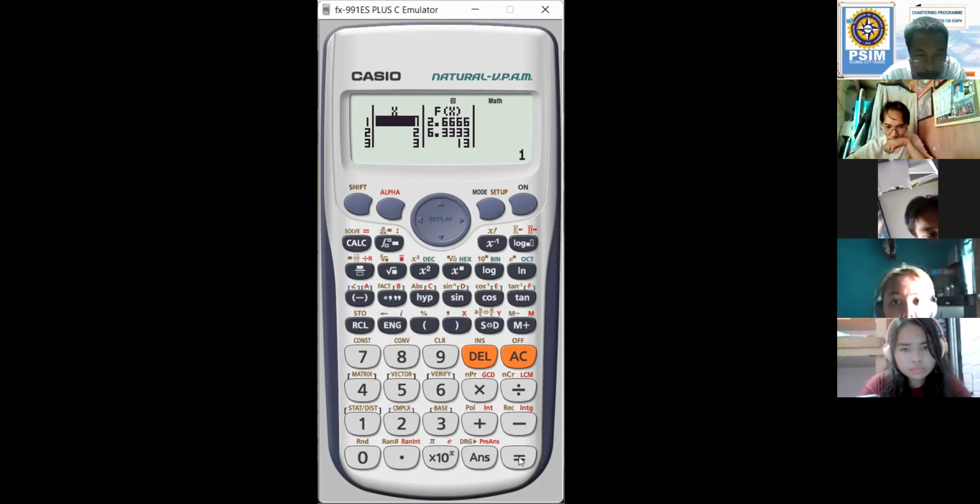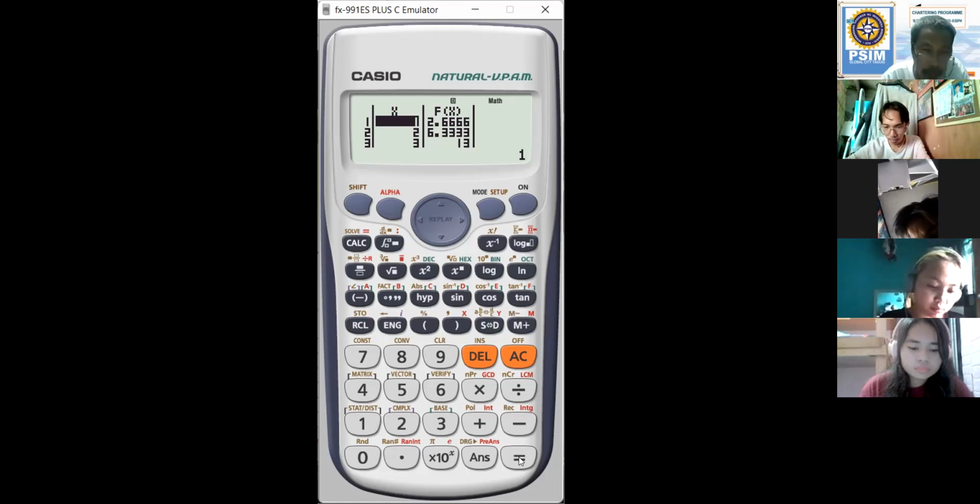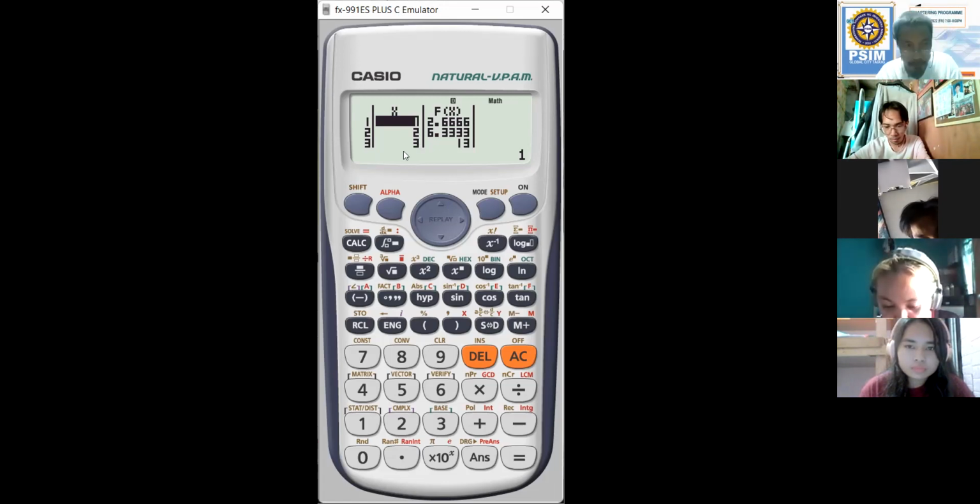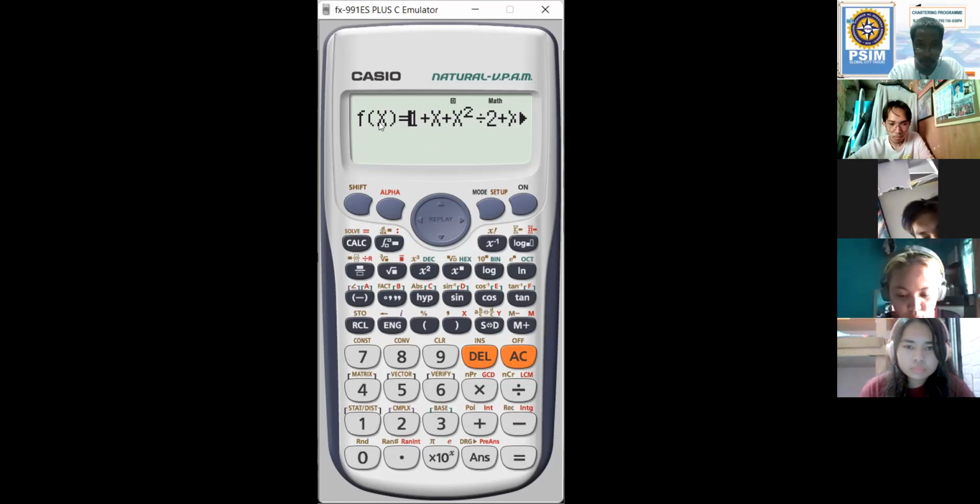So 1. N is equal to 1. Wait. Our answer is wrong, no? N is equal to 1. Our answer is not correct. So N is equal to 1, X must be 0. Okay. We have the incorrect equation, no? So start 0.